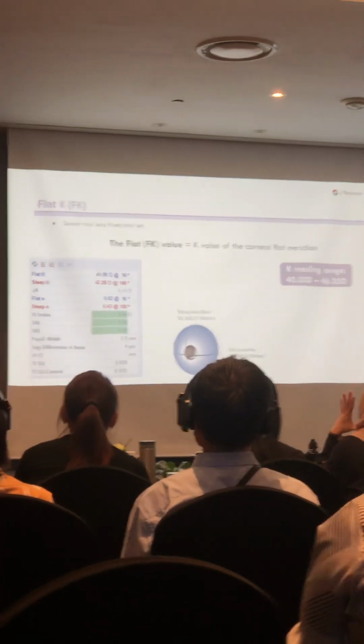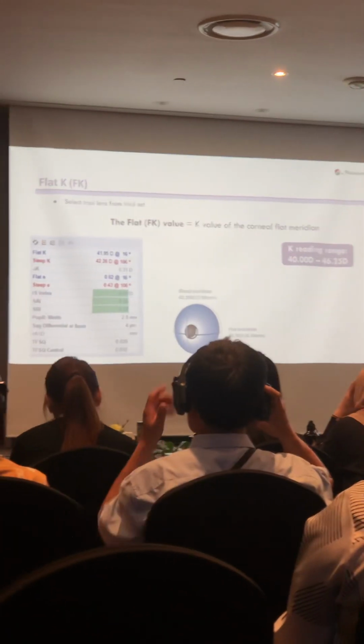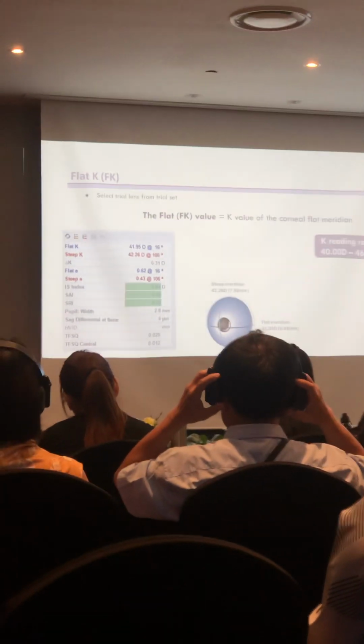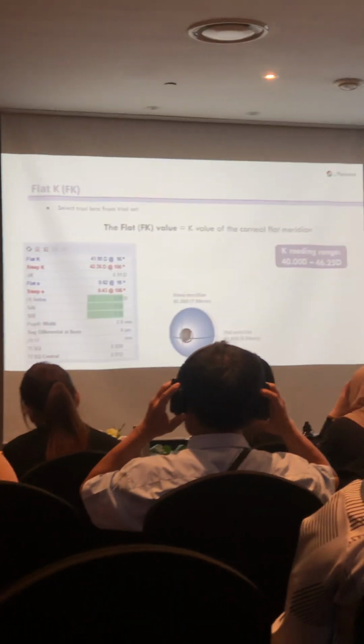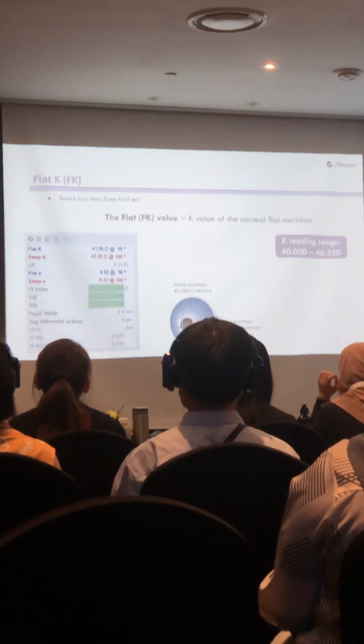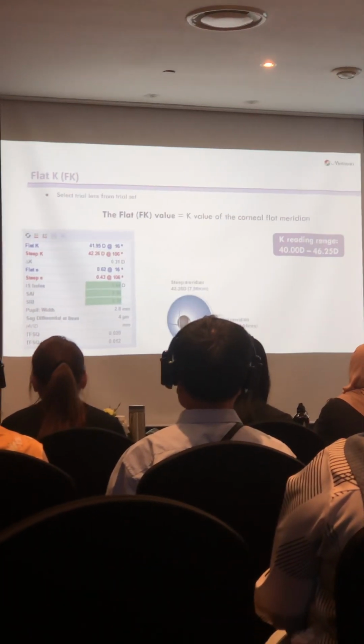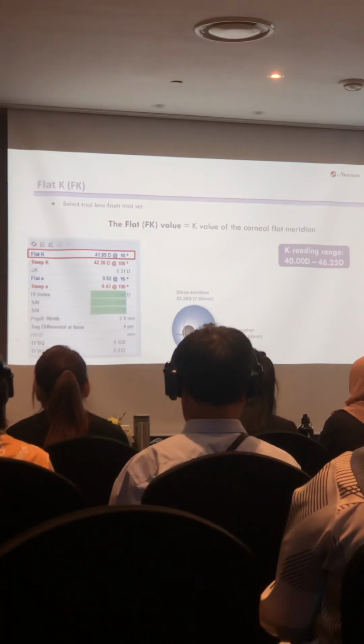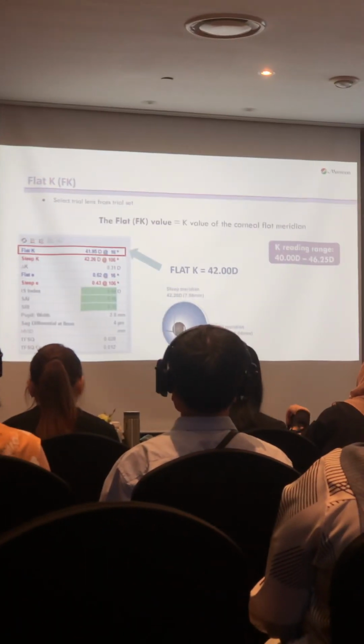In this case, we have flat K 41.95, steep K 42.26, with a corneal cylinder of 0.3. So of course we will use the spherical design, and can anyone tell me what our flat K for the first trial lens will be? In this case, 42. Yeah, it's very straightforward, very simple. So we will start with 42.